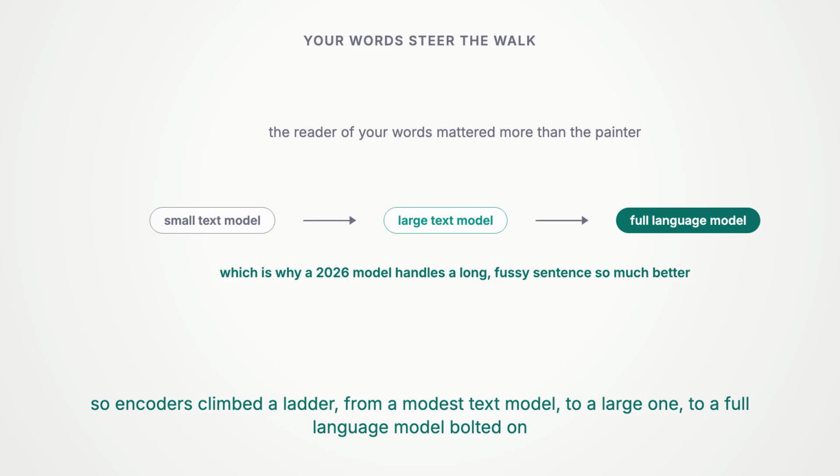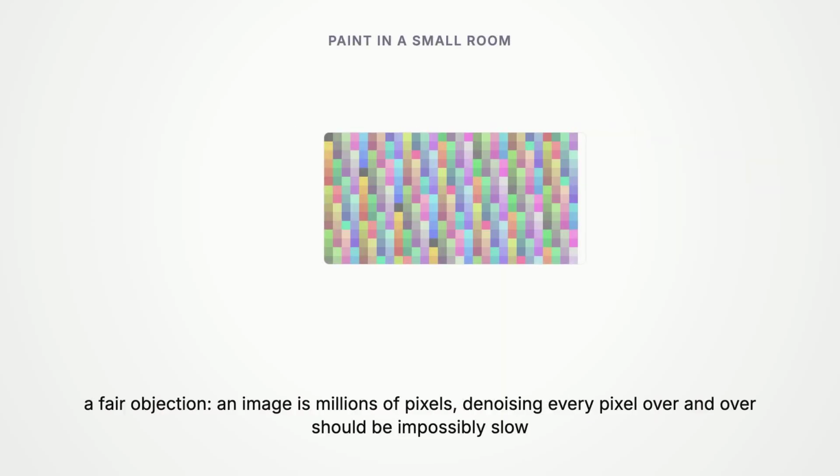Now a fair objection. The original recipe ran this denoising step many times over, and an image is millions of pixels, and a big neural network is heavy.